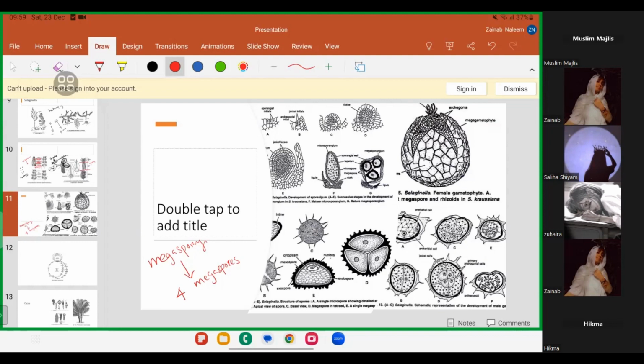So I don't have a clear picture of that. Wait, I'll show you.